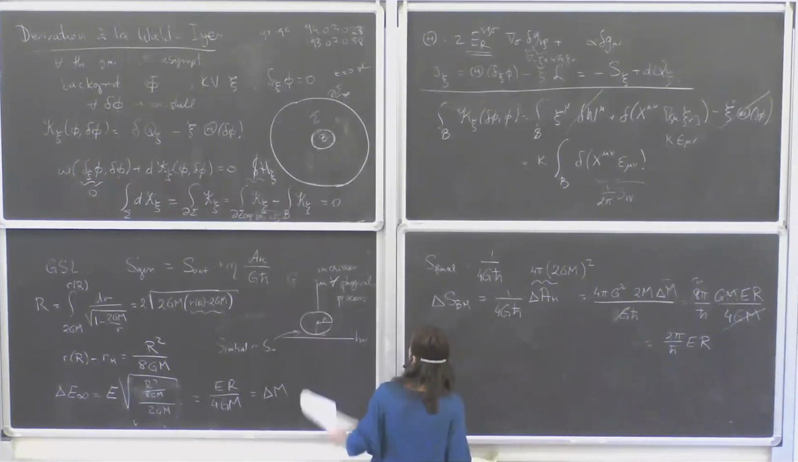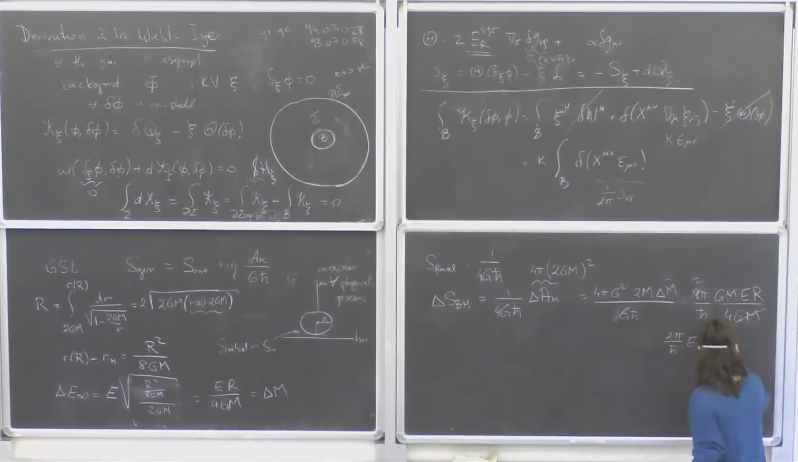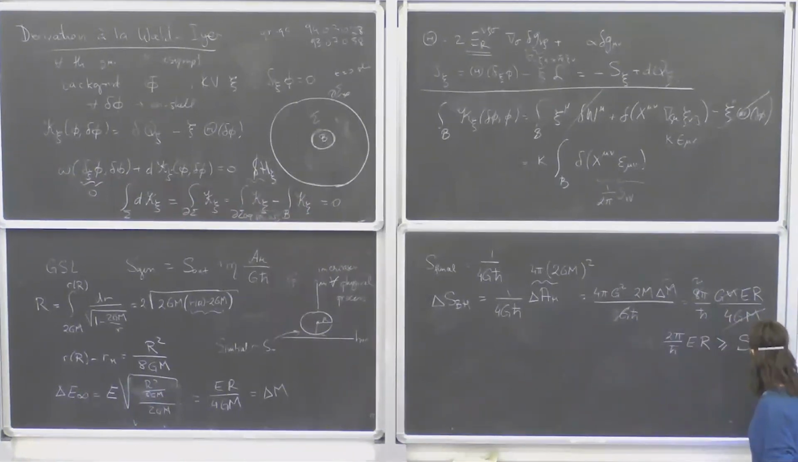And now, in order for the generalized second law to actually hold, I want this thing to be larger than the initial entropy of the object. Okay. So this is very interesting. You're basically getting that you have some relation. So in order for the GSL to be satisfied, you need to have this sort of inequality between the entropy of your object and its size and its mass. This is called the Bekenstein bound.